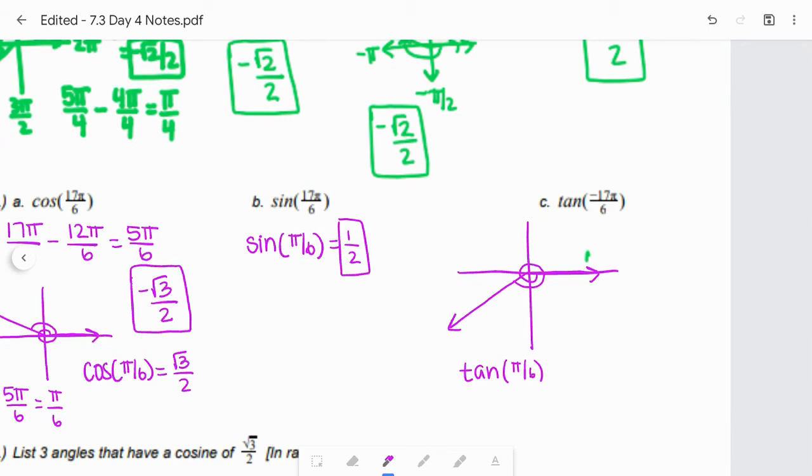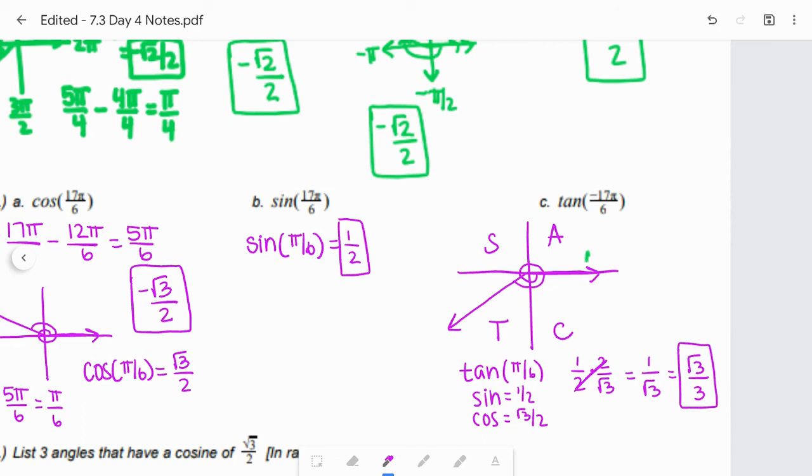So at pi over 6, I know that sine is equal to 1/2 and cosine is equal to root 3 over 2. Now remember, tangent is sine divided by cosine. So I've got 1/2 divided by root 3 over 2. Remember, when we divide fractions, we can flip and multiply by the reciprocal. So I end up with 1 over root 3, which is root 3 over 3. Okay, I am talking about tangent. So if we remember, all students take calculus. And since we are in the third quadrant, I know that tangent is going to be positive. So my answer is root 3 over 3.